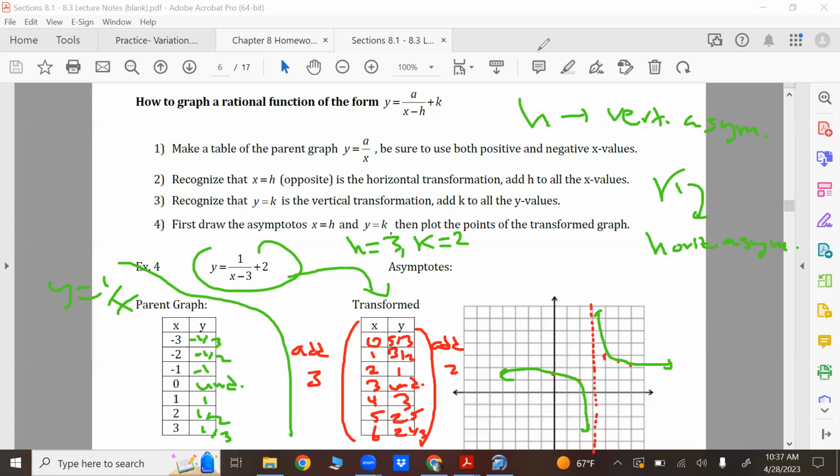Where do you guys think the horizontal asymptote's going to be? Your horizontal asymptote's at y equals 2. That's your HA for short. And x equals 3 is your VA, your vertical asymptote.